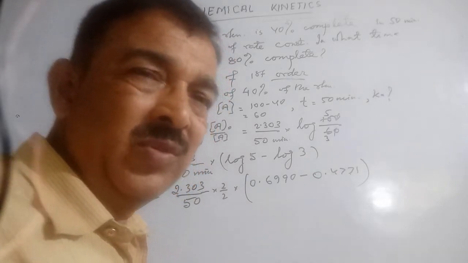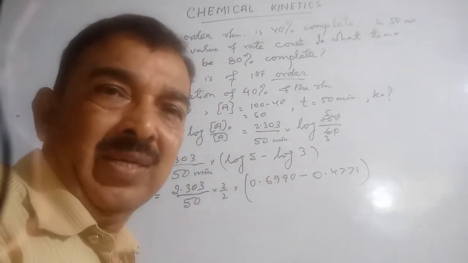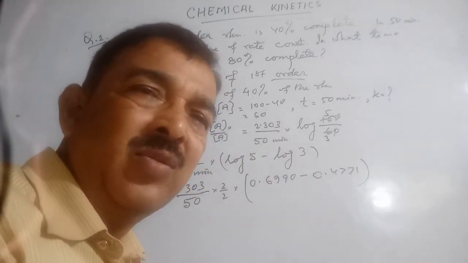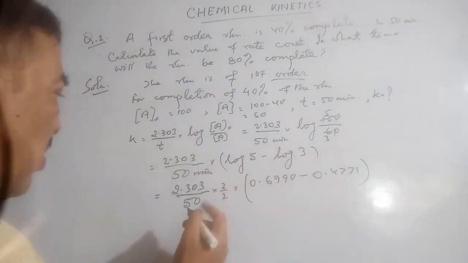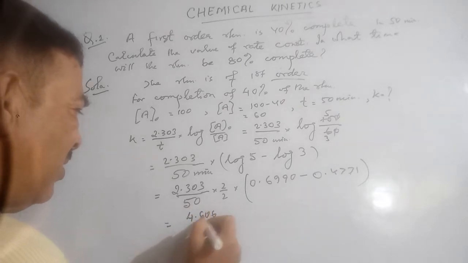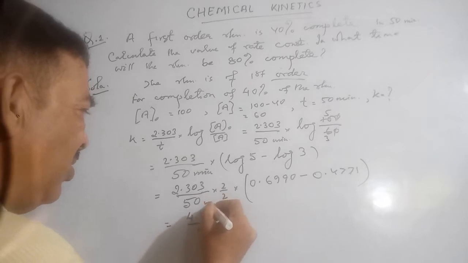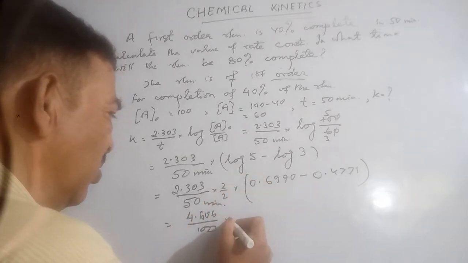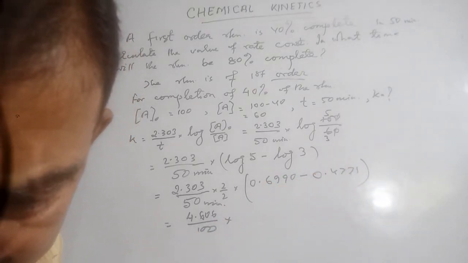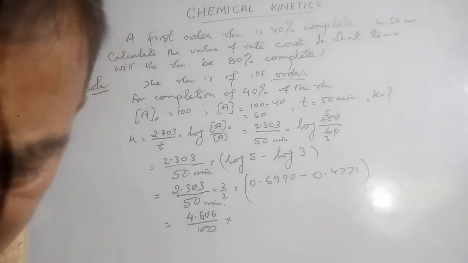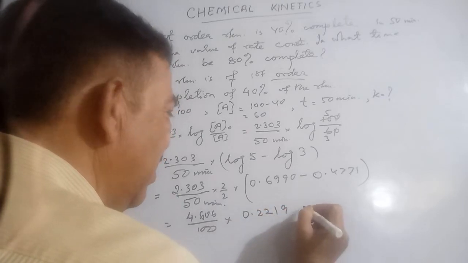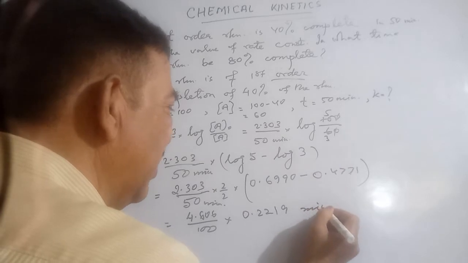From the log table you can go for it. Log 5 is not there, so you have to take the help of log 50. Log 3 is also not there, so you have to take the value of log 30. Now coming to it, it will be 4.606 by 100 per minute into the subtraction, which is 0.2219. 0.2219. That minute per minute will become minutes.